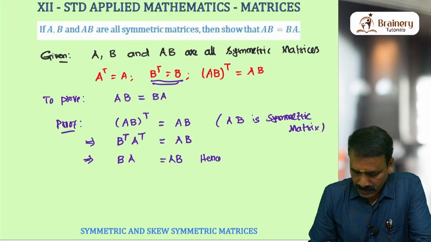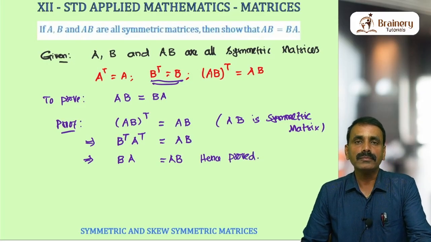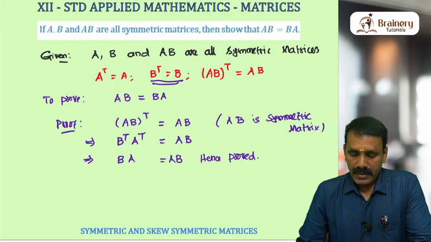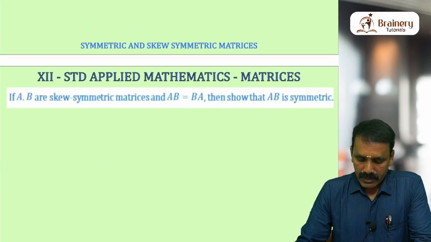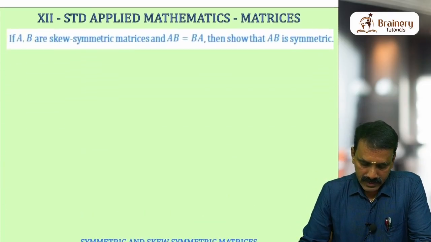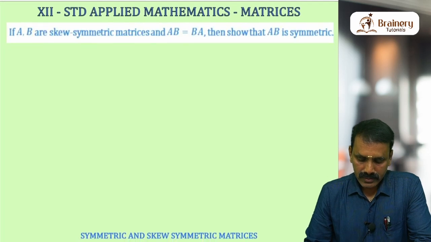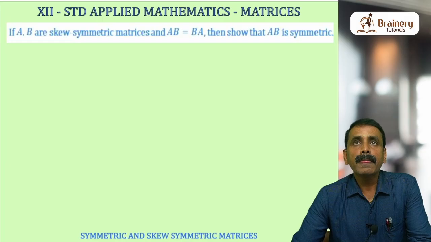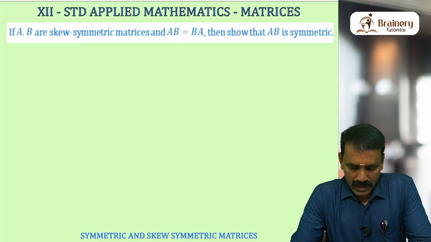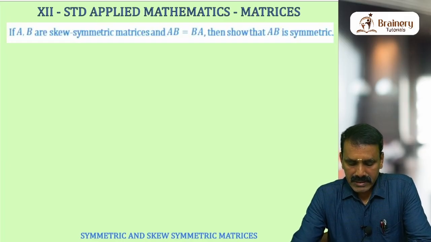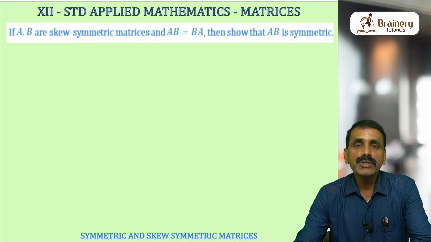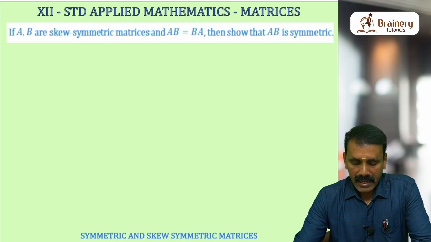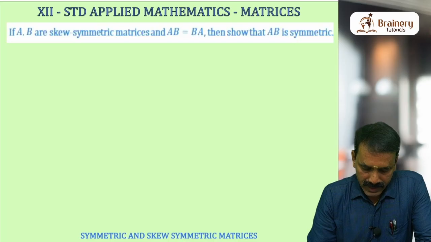Hence proved. Again, it is a very simple proof. Okay. Let us do another problem. Now, what is given? A and B are skew symmetric matrices, and AB is equal to BA.